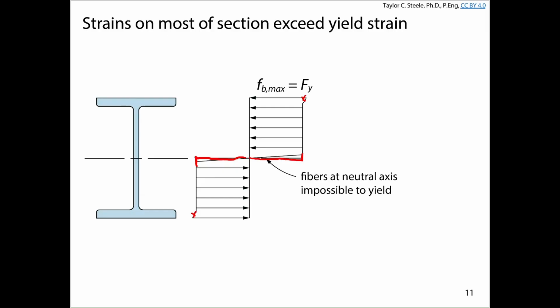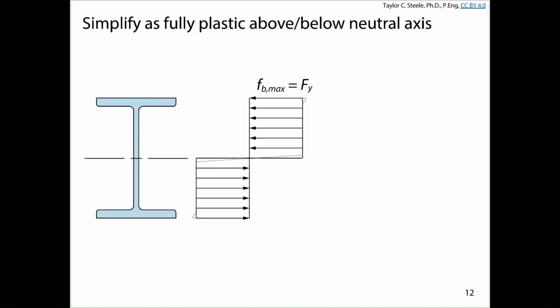But if we ignore the strain hardening parts and we assume that the part above and below the neutral axis has yielded, then we can simplify the stress distribution using what we call the plastic stress distribution. So we basically assume everything below the neutral axis is plastic, everything above the neutral axis is plastic, and what this corresponds to is the achievement of what we call the plastic bending moment. Everything above and below the neutral axis has plastified.